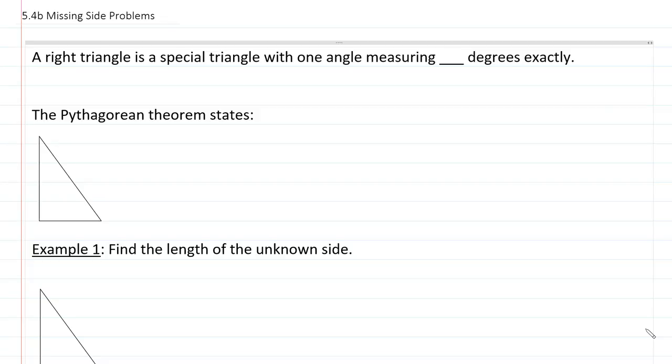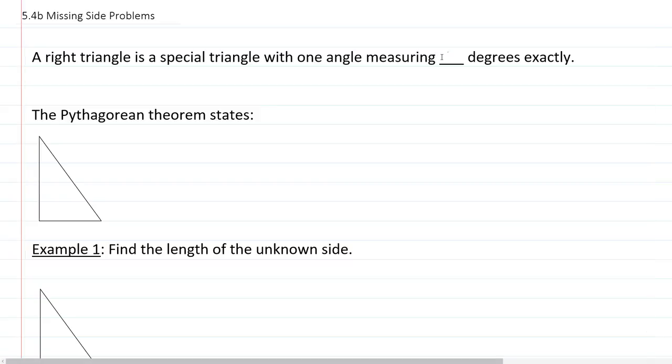5.4b, missing side problems. A right triangle is a special triangle with one angle measuring 90 degrees exactly. So in this picture here of this triangle, we draw a square in the corner to denote which angle is 90 degrees. I'm going to name these sides A, B, and C, where C is called the hypotenuse. The hypotenuse is always the longest side of a right triangle, and it is always opposite the 90-degree angle.